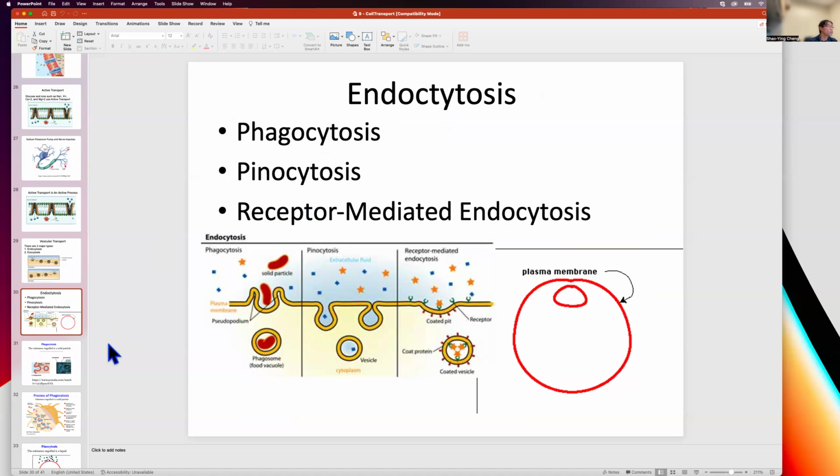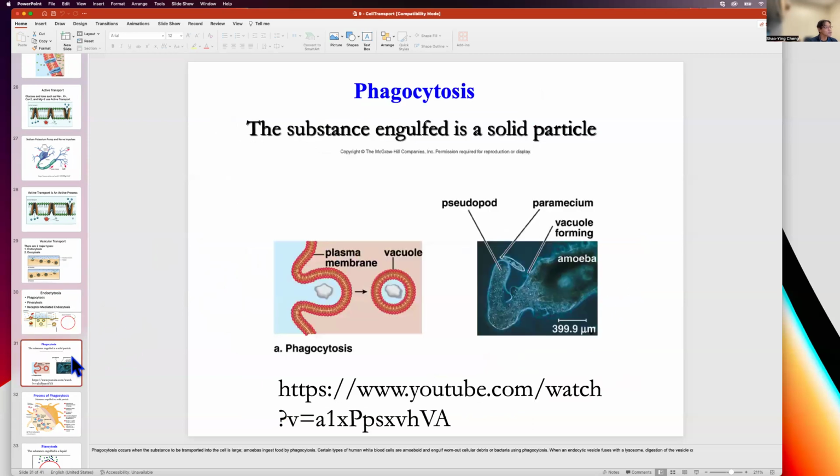Endocytosis, moving in, can be divided into three types: phagocytosis, pinocytosis, and receptor-mediated endocytosis. Let's look at each one of them. All three of them are endocytosis. The first one, phagocytosis, is also called cell eating. Like your white blood cell, it can swallow a bacterium. It's a big bite, swallowed in. That's phagocytosis.